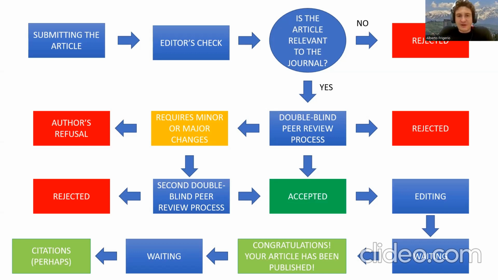If you receive a request of major changes, well, think about that. You might be willing to intervene on that sometimes, but in other cases, you might decide that maybe there are other journals that might be better for your publication. I mean, make your own critical reflections. If you decide to proceed, then there will be a second blind peer review process.